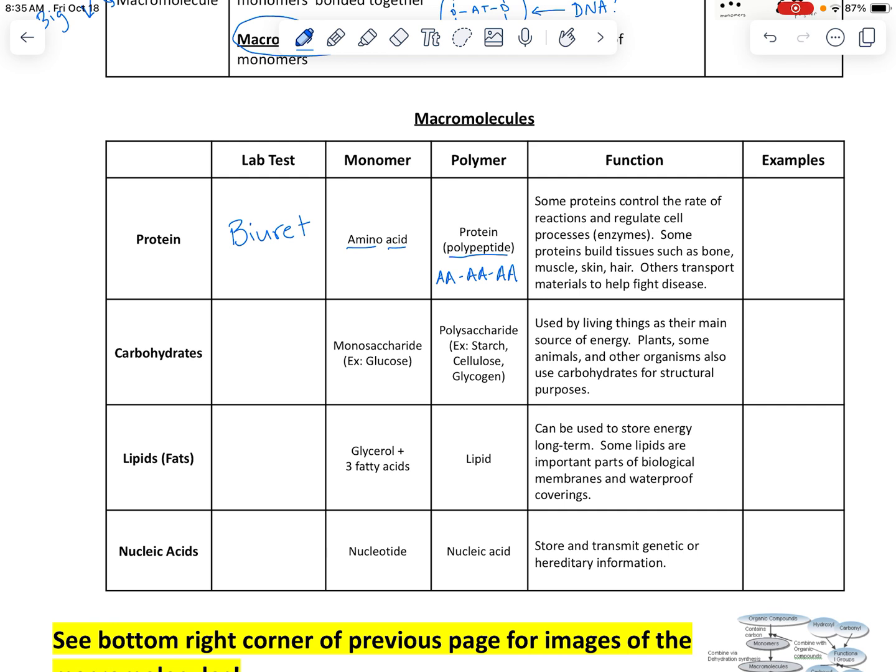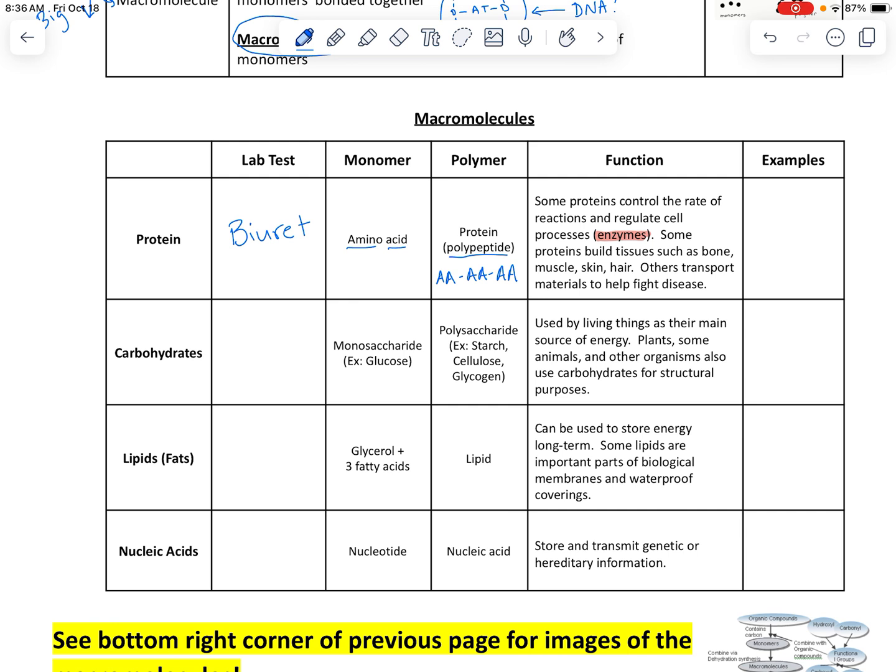So moving on. The function of proteins, there's a lot of functions of proteins. They're obviously pretty important in biology. They control the rate of some reactions and help regulate some cell processes. These are called enzymes. Okay, so enzymes are proteins. Obviously, they're a building block. They're used to build important things in our body, such as muscles and bones. Those are mostly made of protein. And there are other things.